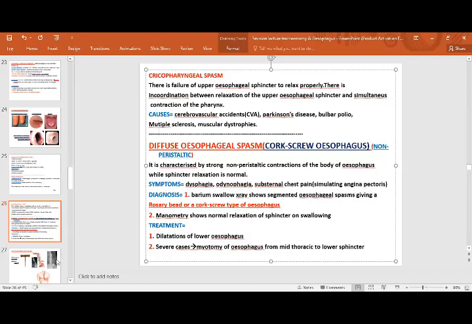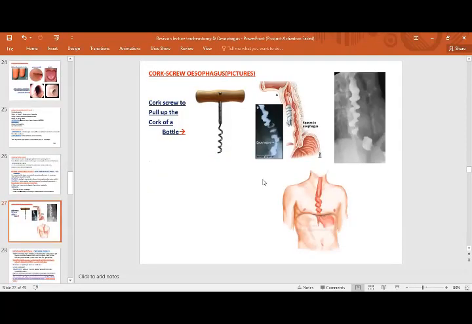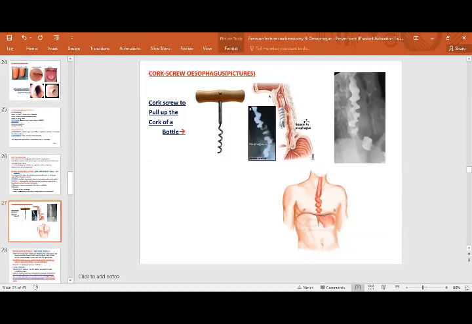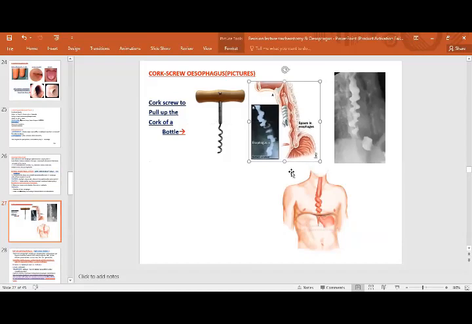We can see this picture. You can see this corkscrew, like the one used to pull up the cork of a bottle. This is the condition of diffuse esophageal spasm. You can see there are different non-peristaltic contractions in the esophagus.